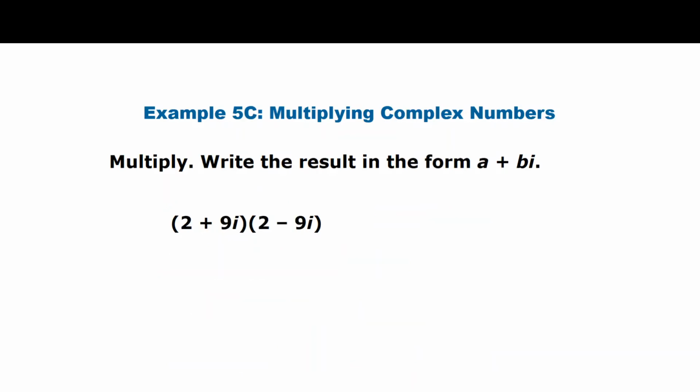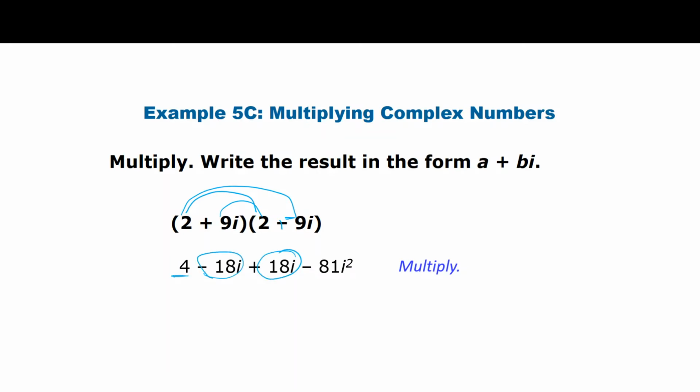All right, try another one on your own here, or not really on your own. I'll do this one with you. 2 times 2 is 4. 2 times a -9i is going to be -18i. 9i times 2 is a +18i. And then let's look at our last term. So here's our 4, -18i plus a +18i.